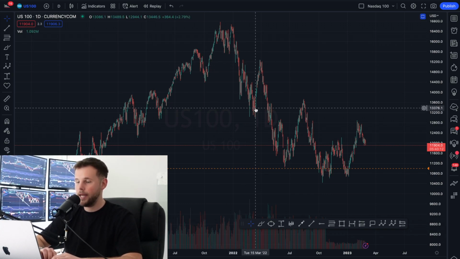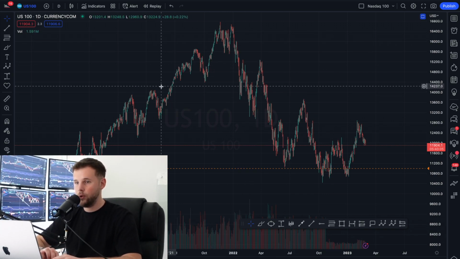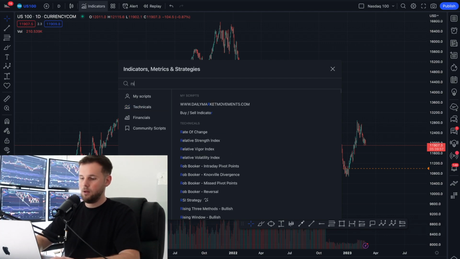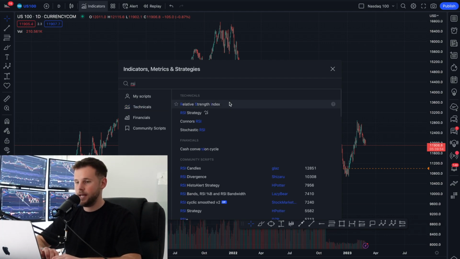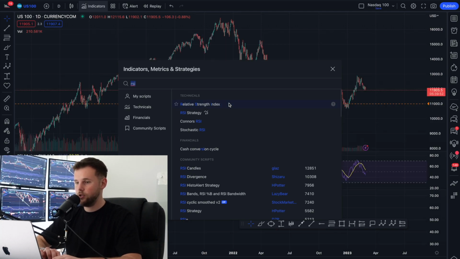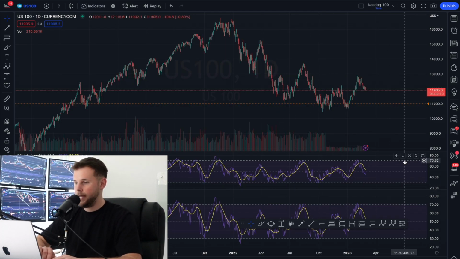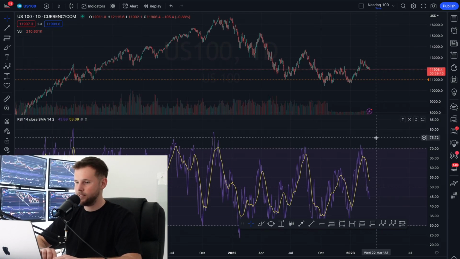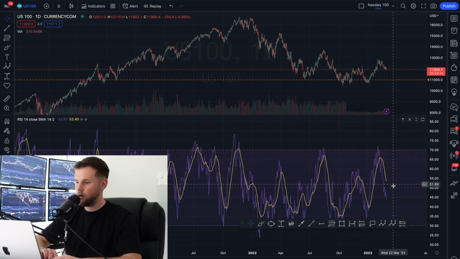It's called the RSI. So to access this indicator, all you have to do is go to the top left of your screens and click on indicators. Once you click here, a window will appear where you have to then type down RSI. And RSI stands for Relative Strength Index. Once you click here, this will appear at the bottom of your screen, which is this purple channel. And I'm just going to quickly drag this a little bit bigger whilst I explain what the RSI is.